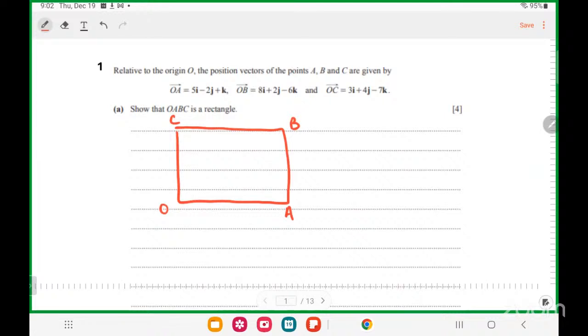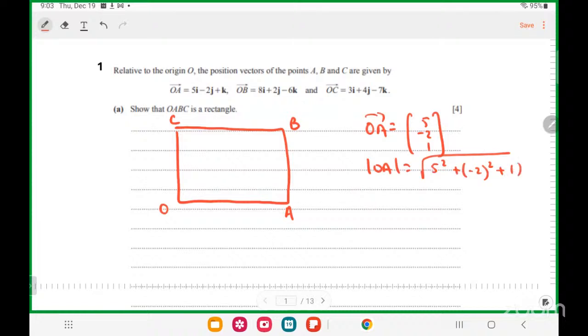So OA is (5, -2, 1). If OA is (5, -2, 1), then its magnitude is the square root of 5 squared plus (-2) squared plus 1 squared. That is 25 plus 4 plus 1, that is the square root of 30.